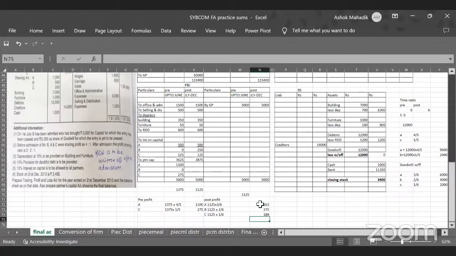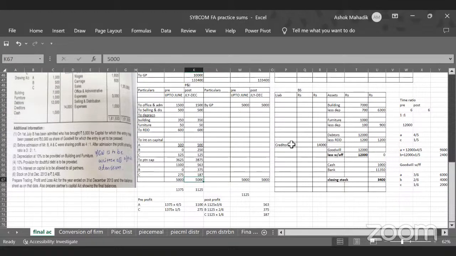Okay. Let us check if the total is the same. It's coming to 1126, so I will reduce. I'll make it 187 only, for the third partner. Always check this total. Now the total is 1125. So I'll give 563 for A, 375 for B, and 187 for C.